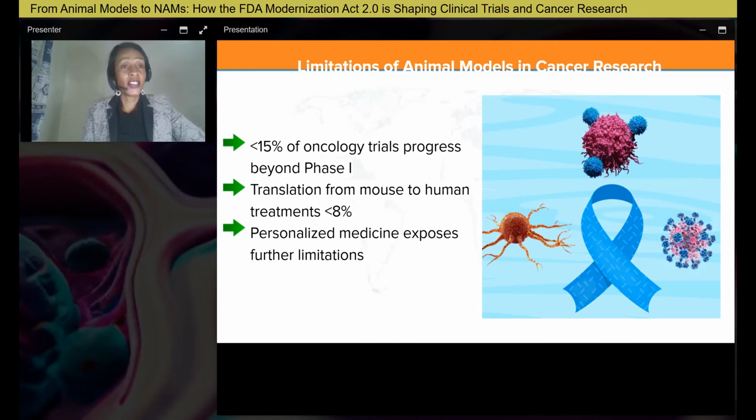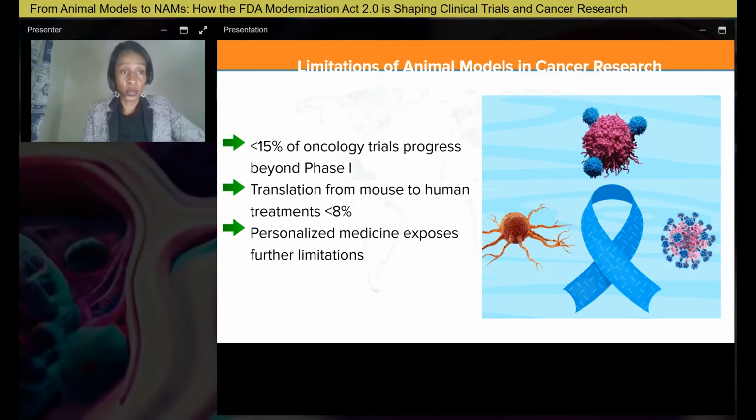So at this point, one thing is very clear. Animal models have had their role to play in preclinical testing, especially as far as testing for toxicity and safety goes. However, as we move towards precision oncology, NAMs definitely offer a superior advantage. It will interest you to know that less than 15% of oncology trials progress beyond phase 1. And when you narrow down to murine models, the translation rate is less than even 8%.